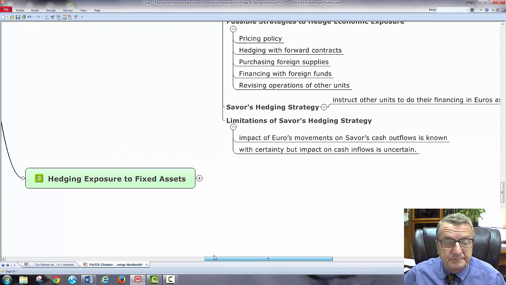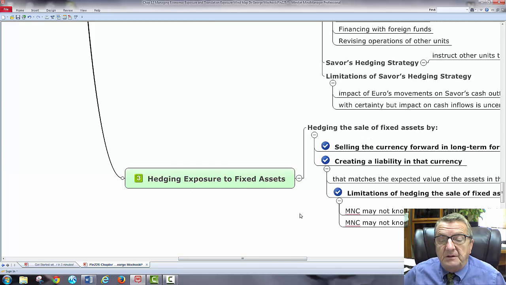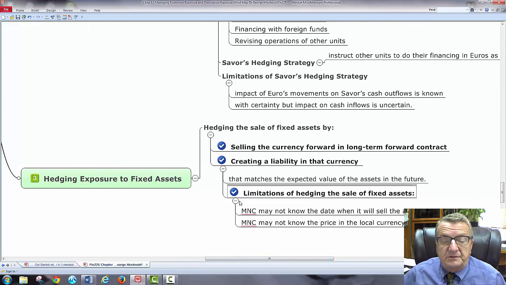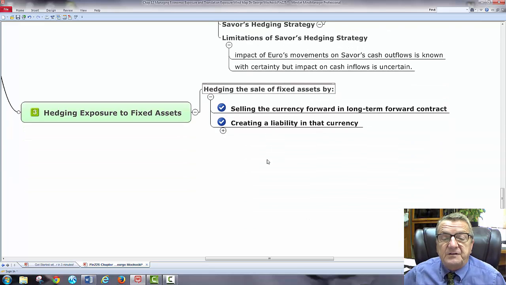All right. Okay, so hedging exposure to fixed assets. What do we have in here? Let me just close these off and I'll read it to you. Okay, hedging the sales of fixed assets by selling the currencies forward in long-term forward contracts, futures, creating liability in that currency.